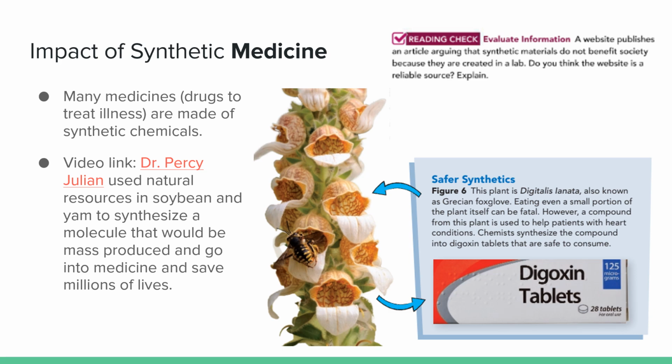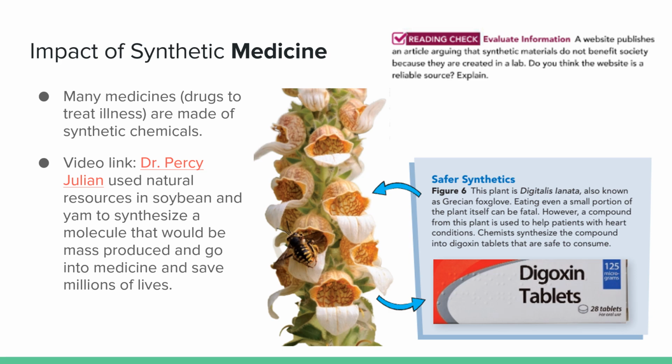Impact of synthetic medicine. Many medicines or drugs to treat illness are made up of synthetic chemicals. So there's a video here where it goes into information about Dr. Percy Julian, who used natural resources in soybean and yam to synthesize a molecule that would be mass-produced and go into medicine and save millions of lives.